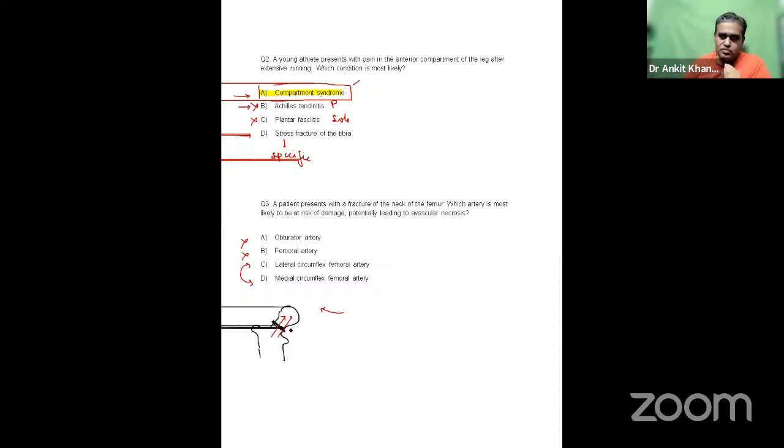Out of the lateral and medial circumflex femoral arteries, the main artery which supplies the head of the femur is the medial circumflex femoral artery. So even if the LCFA is injured, it might not lead to avascular necrosis, because the MCFA is the one giving the main blood supply to the head of the femur. This is the reason why MCFA will be the answer.